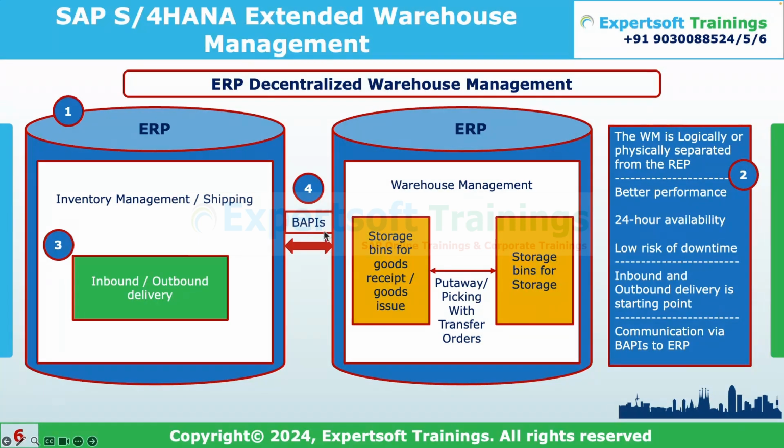Now why would anybody do this? For better performance, obviously. If you keep the warehouse management system on the same server, other modules and other transactions are also there, right? If you move it to a separate system, you get better performance, 24 by 7 availability and low risk of downtime. Those are the advantages of the decentralized model. To integrate with the standard BAPI connector, the starting point is your inbound delivery and outbound delivery. Don't worry about what inbound delivery and outbound delivery are, we'll see that in our upcoming classes.